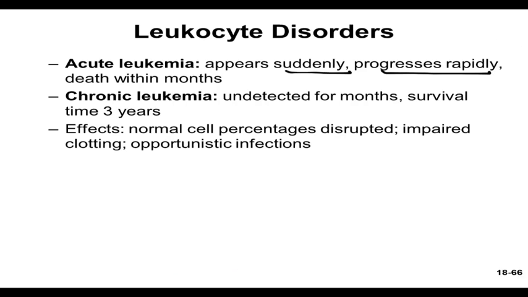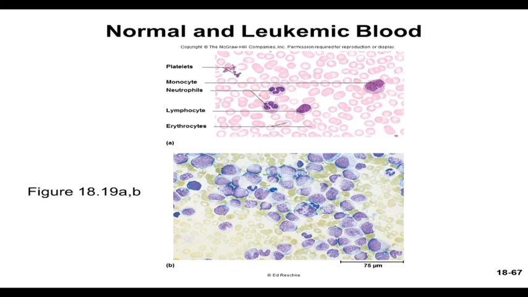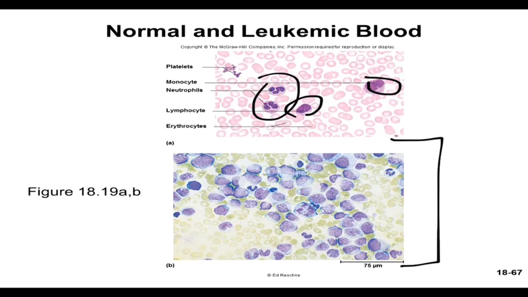Again, when you disrupt the normal cell percentages, you could have impaired immune responses, you can have impaired clotting, and the onset of opportunistic infections. So as I showed you a picture before, normal blood on the top, you see mostly red blood cells. There's a monocyte, you see how big it is, you see a couple of lymphocytes or neutrophils here, and there's a nice lymphocyte. And then in leukemic blood, you would see a very huge number proportionally of white blood cells, regardless of their type. You recognize that does not look like normal blood.